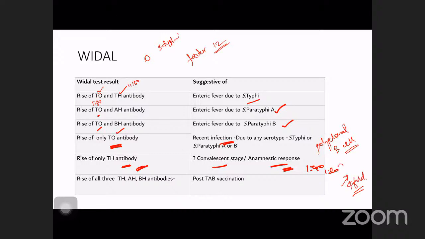If there is no 4-fold rise in titer, it is going to be an anamnestic response. Coming to the next one, the rise of all three antibodies: TH, TAH and TBH antibodies. If there is a rise in all three antibodies, it is because of TAB vaccination. So TAB vaccination is obsolete now, so this scenario only is obsolete. If the patient has taken the TAB vaccination, there will be a rise of typhoid and typhi antibodies, AH and also BH antibodies. Right? This is about the interpretation of the WIDAL test.